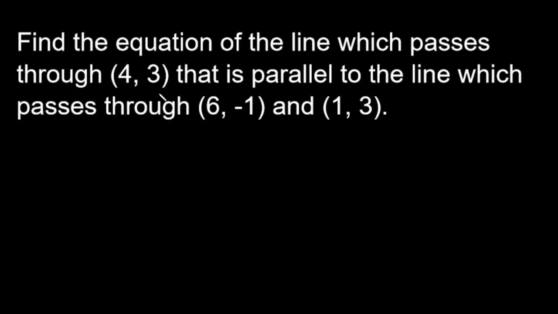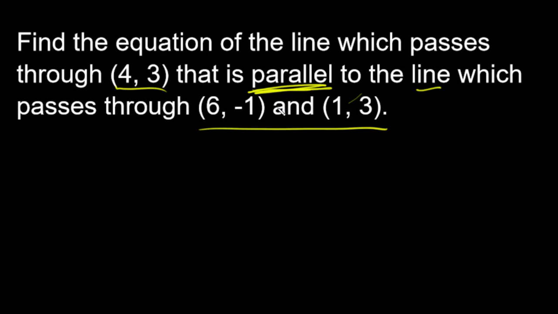Okay, so here, find the equation of the line that passes through (4, 3), that is parallel, so same slope, to the other line which passes through these 2 points. So you've got line 1, which we're interested in finding the equation of, that passes through this point and is parallel to this line that passes through these points. So think about this and think about what you might want to do.